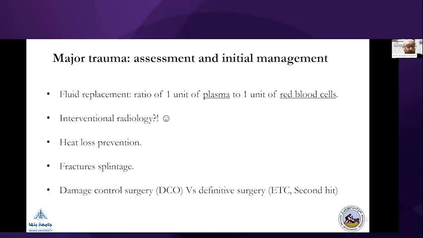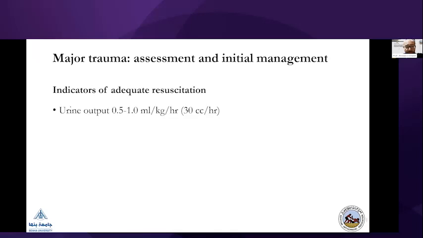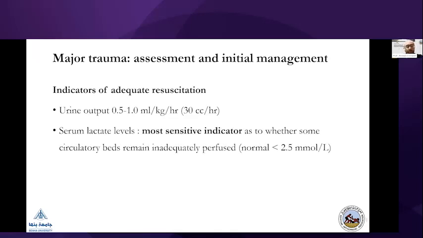Should we go for damage control, or can we do the definitive care? Adequate resuscitation is evidenced by good urine output, by serum lactate level, which is the most sensitive indicator, and gastric mucosal pH, if this is available in your hospital. Otherwise, you can use the base deficit, which is a blood sample, and the range is from -2 to +2. If the patient has these three, the patient is adequately resuscitated, and then you can go for a bit lengthy operation. That's the whole point.